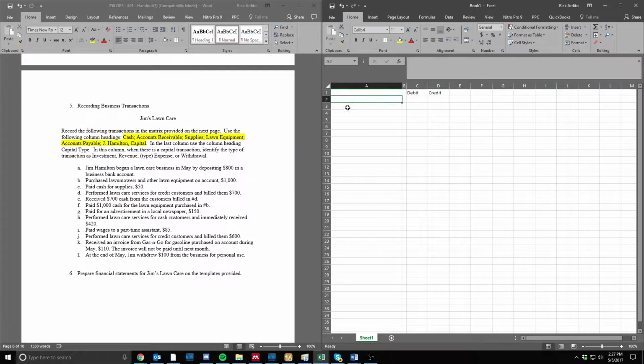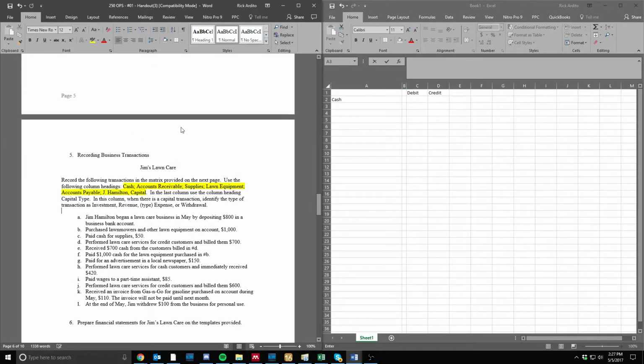So Jim Hamilton began a lawn care business in May, depositing $800 in a business bank account. So what he did is he opened an account for this business. We're not thinking about his own personal bank account. We're thinking about the business bank account now. And he added some cash to that business bank account. So we're going to use the cash account here. And he also opened his capital account. This is his initial investment.